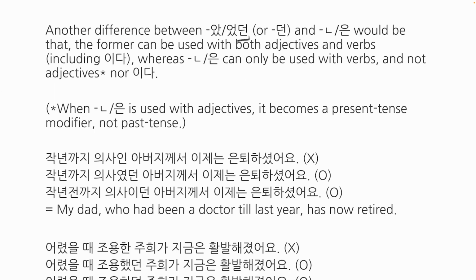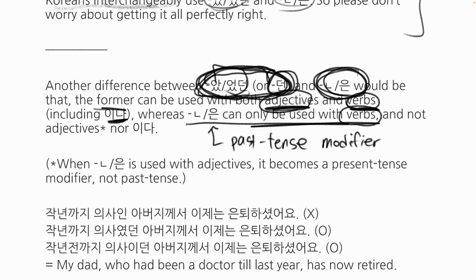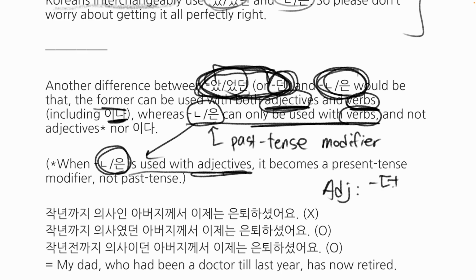Another difference between 았었던 and 던 and 은 would be that the former, so these two, can be used with both adjectives and verbs. So 았었던 and 던 can be combined with adjectives and verbs, which include 이다, whereas 은 can only be used with verbs when it's a past tense modifier. When 은 is used with adjectives, we learned that it's a present tense modifier form, right? And adjectives' past tense modifier is either 던 or 았었던, which can be interchangeably used in this case, right?